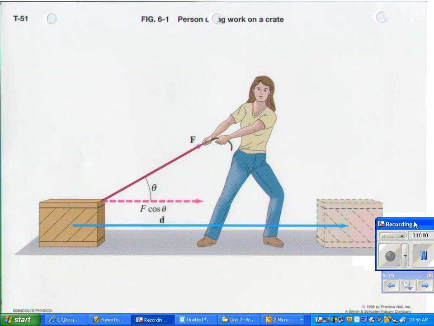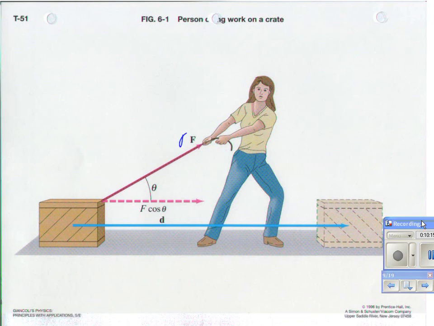So Miles, this is kind of what I was talking about a little bit. So here's a woman who's trying to slide this heavy crate across the floor. She can't lift it up. It's too heavy. So she attaches a rope to it, and she pulls it and drags it across the floor. Notice that the force that she's applying is not in the direction of motion.